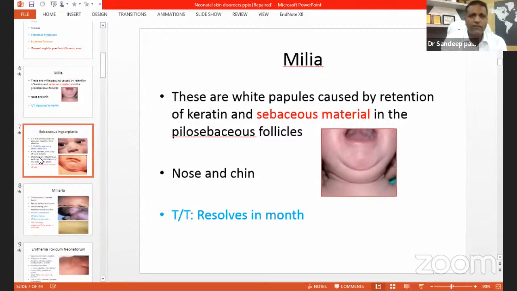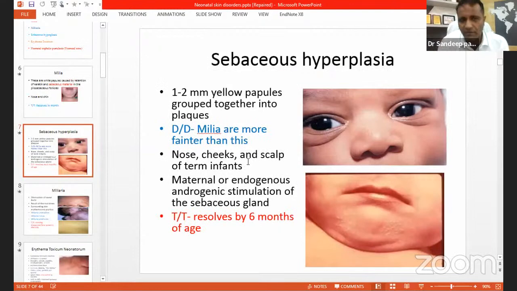Then the second thing we are going to see is sebaceous hyperplasia. How is it different from milia? It is also a 1 to 2 mm yellow papule seen over the tip of the nose and chin, but milia are more faint. Sebaceous hyperplasia is more white or more yellow. So you can see more dense lesions over the tip of the nose or chin tip, then you can say it is sebaceous hyperplasia. It also resolves on its own, but sometimes needs very low potency steroids.